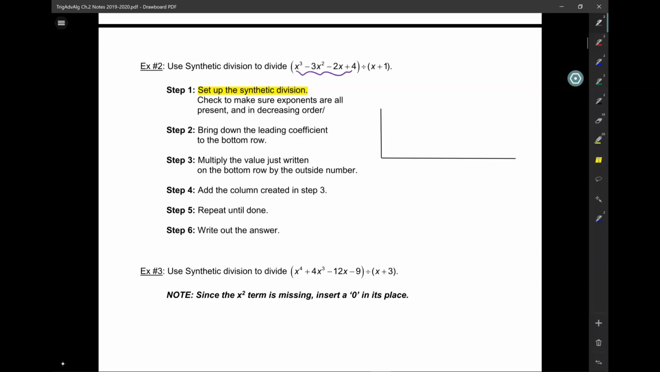So here's how we do it. What is the largest exponent here? It's the 3. So now I say, okay, I'm going to count down from 3, and I'm going to make sure that all the exponents counting down from 3 are present in this polynomial. So I have an exponent of 3, 2, 1, 0, I'm all good. Okay? And they have to be in decreasing order.